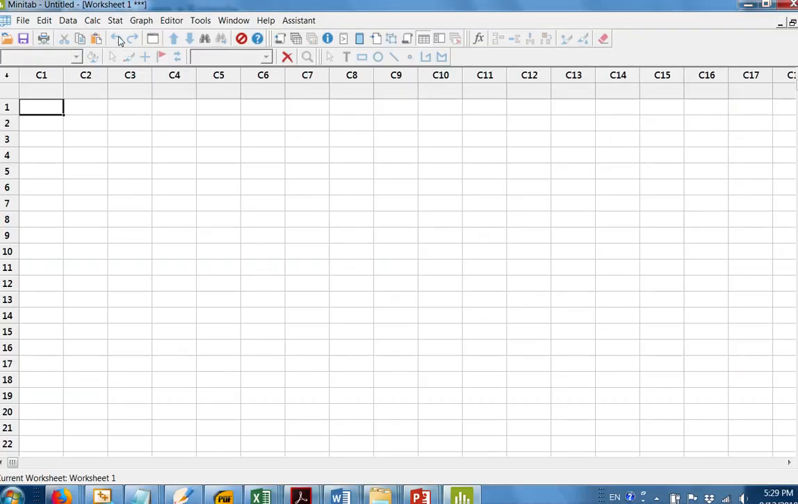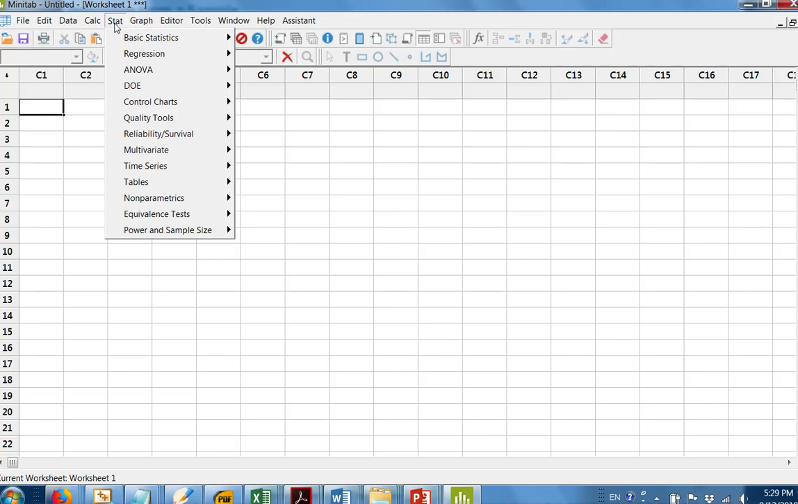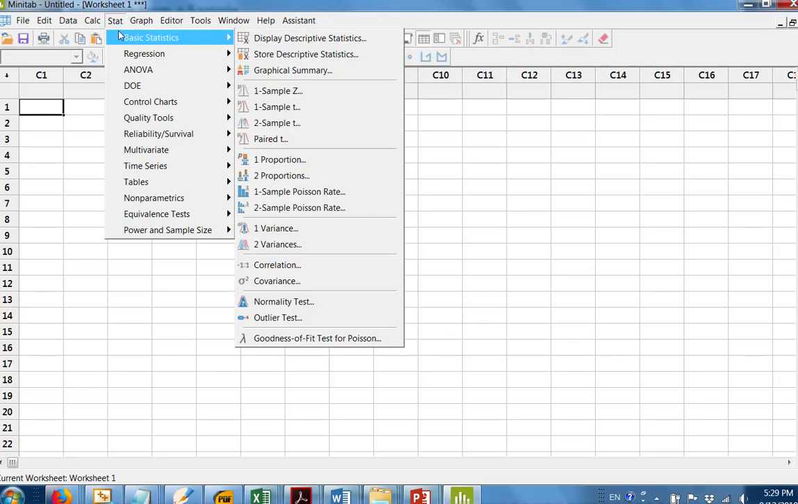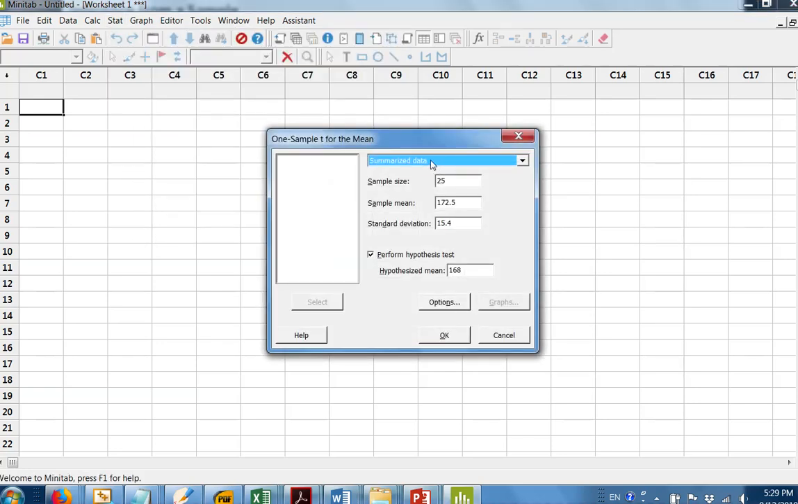Okay, we go to Stat, Basic Statistics, one sample t-test. Okay, here we use summarized data. Sample size, we are given 25. Sample mean, $172.50. Standard deviation, $15.40. Here we perform hypothesis test.